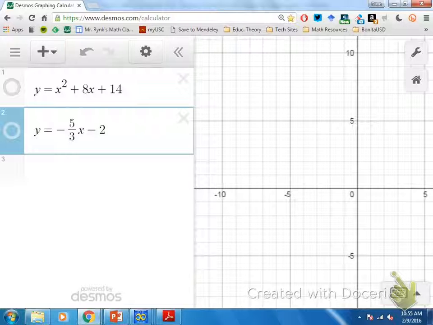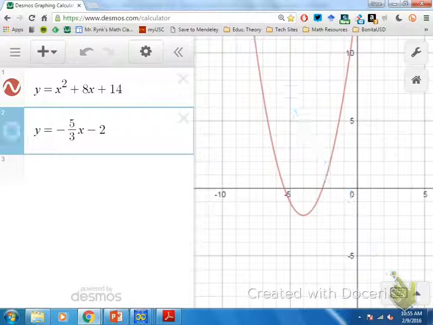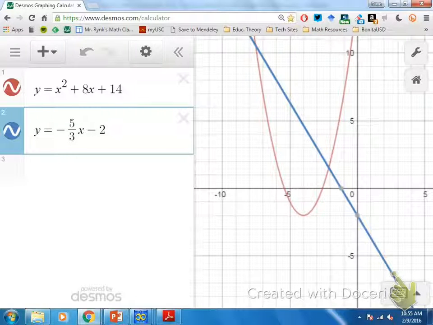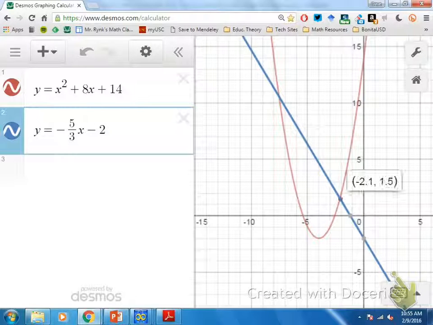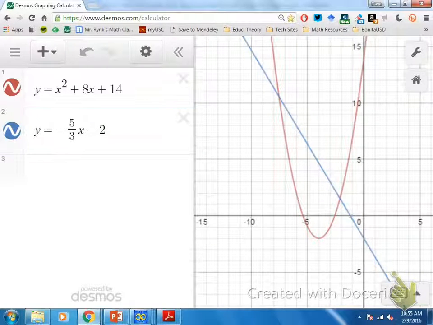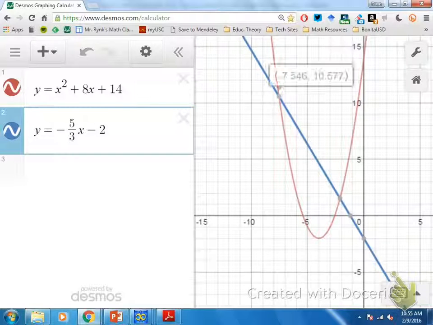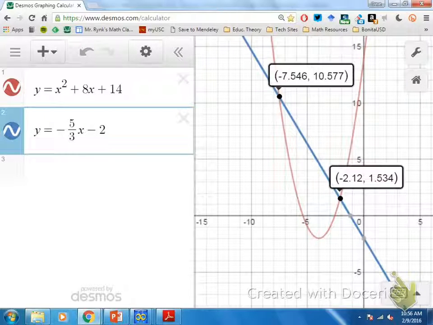Okay, if I show this first equation, you'll see that it is a parabola, or a quadratic. Excuse me. Okay, so I have this quadratic, and then this line is intersecting it twice, right? So I can zoom out and try to see what those intersection points are. Okay, so I get these as my intersection points. They're not exactly nice numbers, are they? No, but they still intersect there, okay?